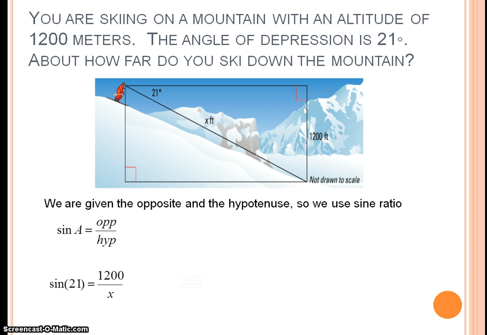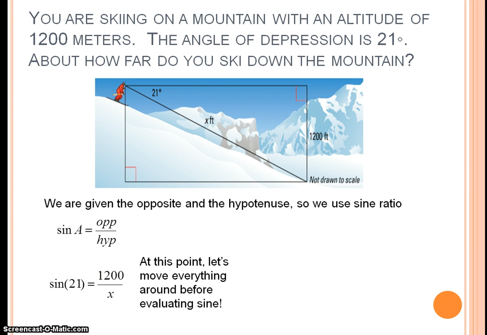Before I evaluate sine of 21, I'm going to move everything around first and then convert. What I need to do is get x out of the denominator. Since this fraction bar implies I'm dividing by x, to undo that I'm going to multiply both sides by x, which causes these two x's to cancel out. But I need to get x by itself, so I'm then going to divide by sine of 21. That is an entire entity that goes together.